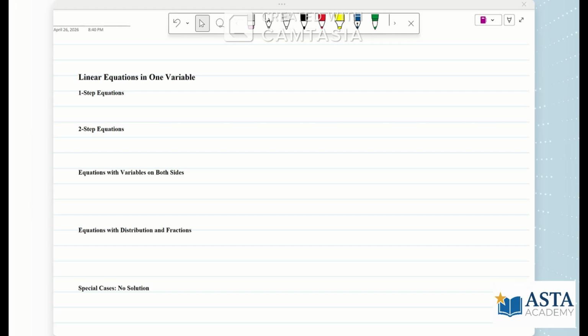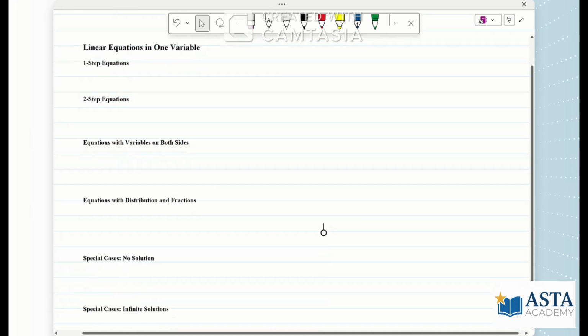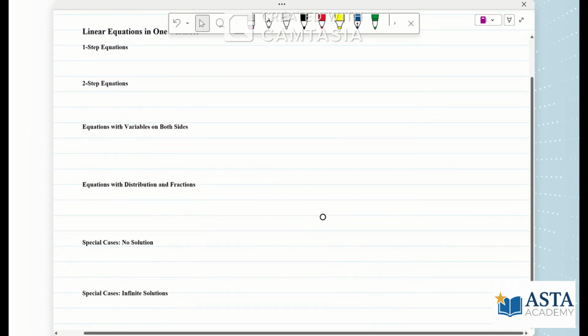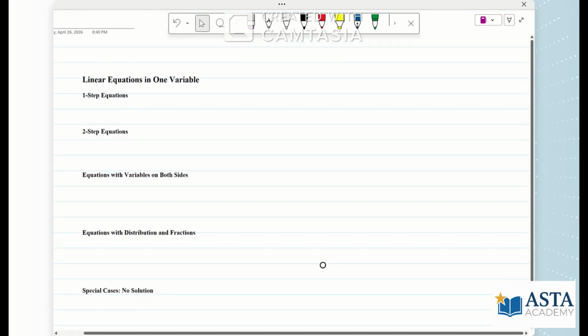Series of SAT lectures. Today we are going to look at linear equations in one variable. On SAT, you can have different types of problems, which you can solve either in one step or two steps. You may have equations with variables on both sides. You may have equations with the distribution property to be used, or may involve fractions. And there could be some special cases of no solution or infinitely many solutions.